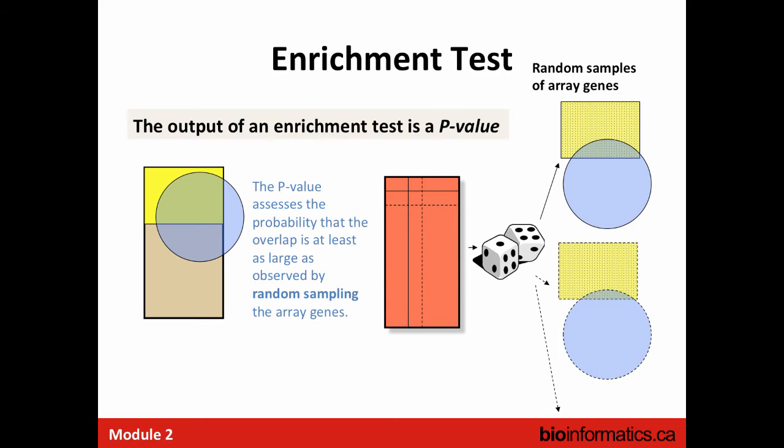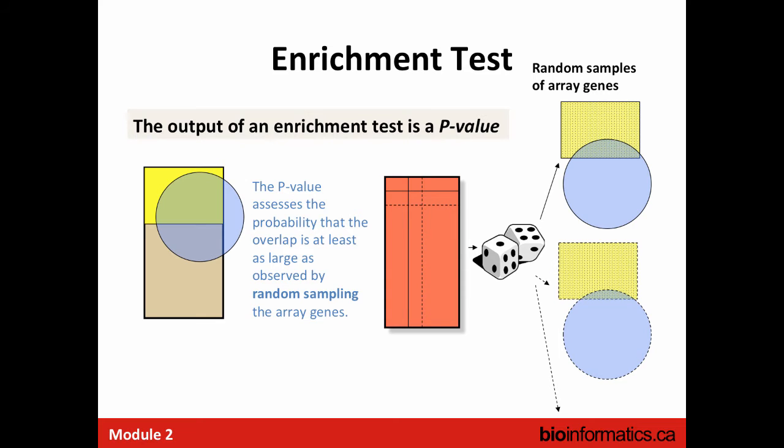Okay. Essentially what the p-value computes is the probability that you would see an overlap at least as large if you were just randomly selecting that gene list from the background. And one way you can do that is randomly select a whole bunch of gene lists from the background of the same size and figure out how often you see an overlap at least that large. If you do that, that's called an empirical p-value. And often people do that.